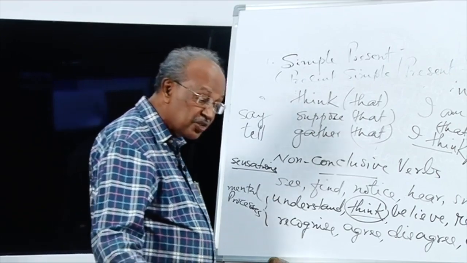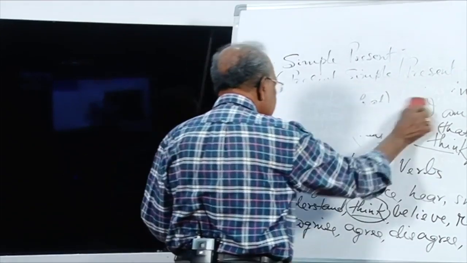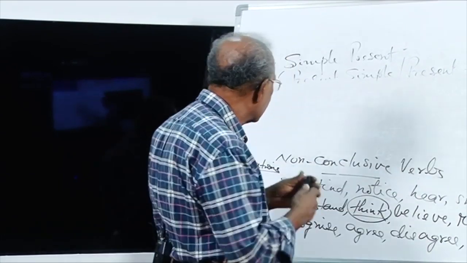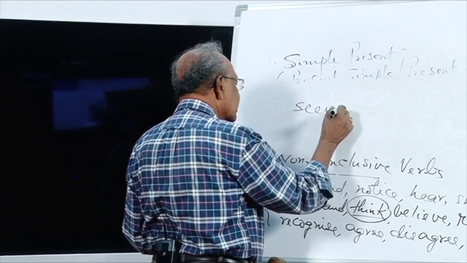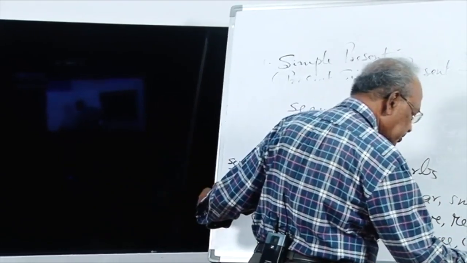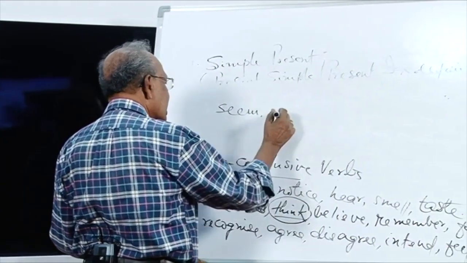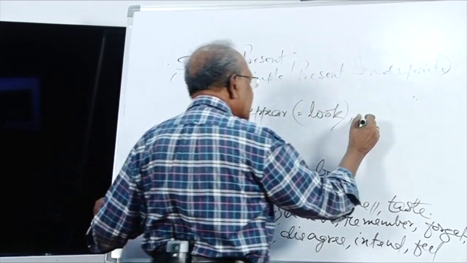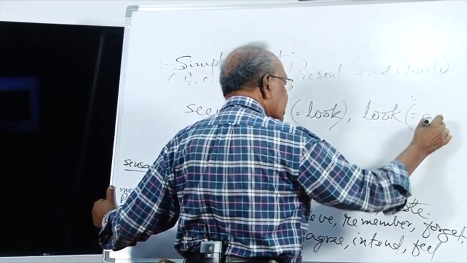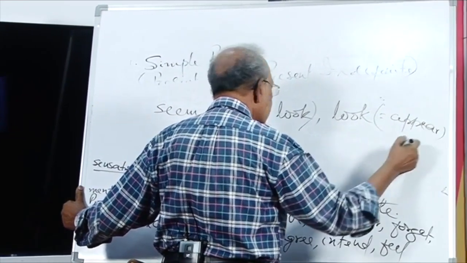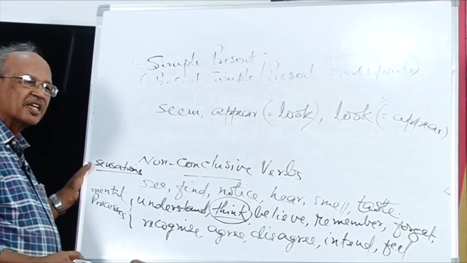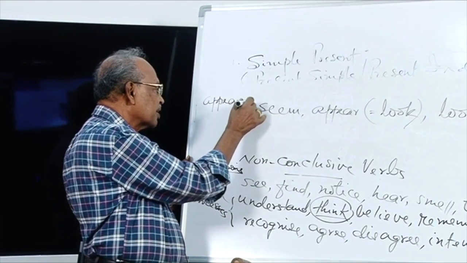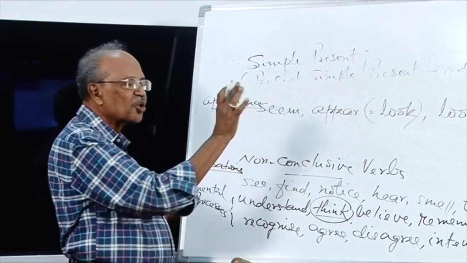Then, verbs indicating appearances. So, we have words like seem. Then here you can use feel also, F-E-E-L. Seem, appear when it means look. Then again look when it means appear, A-P-P-E-A-R. These words are not normally used in the continuous tense. Words indicating appearance, A-P-P-E-A-R-A-N-C-E, are not used in the continuous tense.